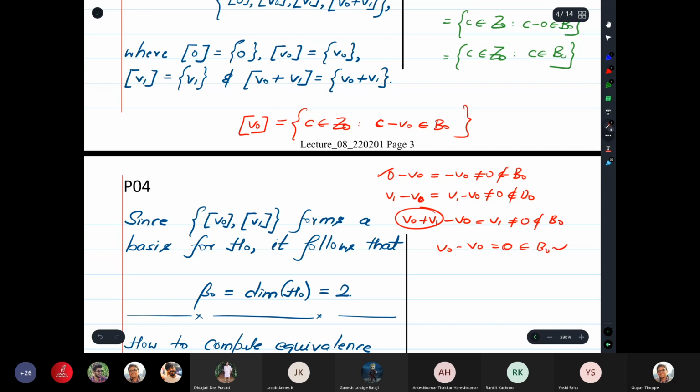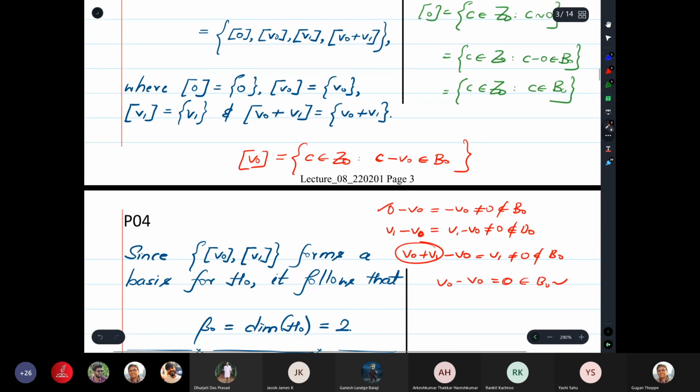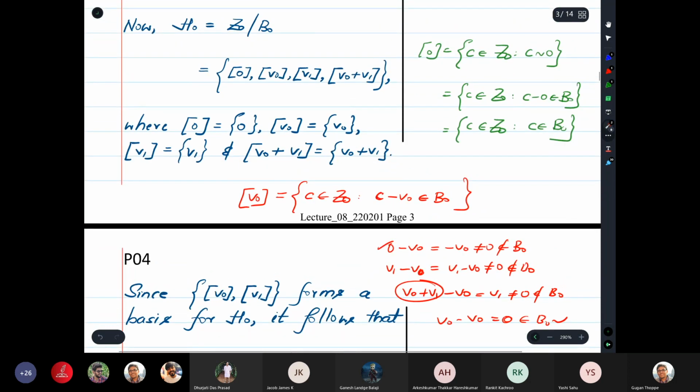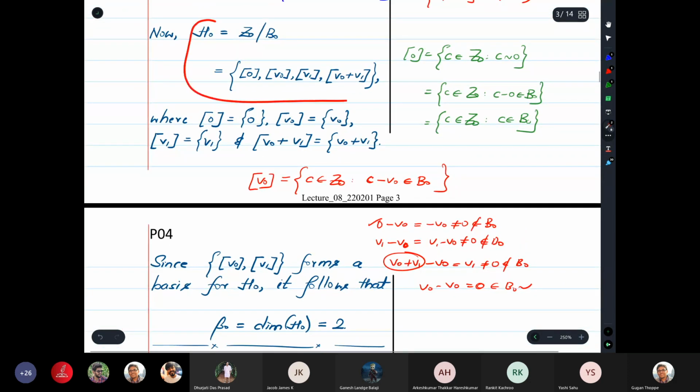So from this one can conclude that the equivalence class of V0 is the set containing the element V0, the equivalence class of V1 is the set containing element V1, and the equivalence class of V0 plus V1 is the set containing V0 plus V1. So one can indeed see that these four equivalence classes are different, and that's why it makes sense to list them separately, right? And now one can ask, what is the dimension of this vector space?